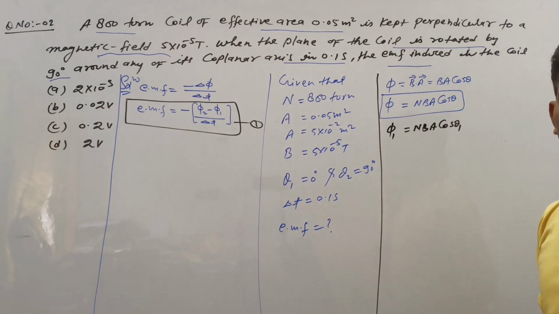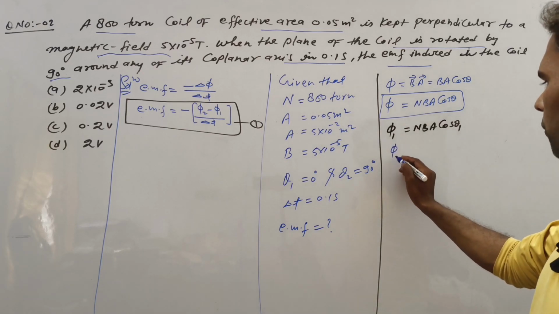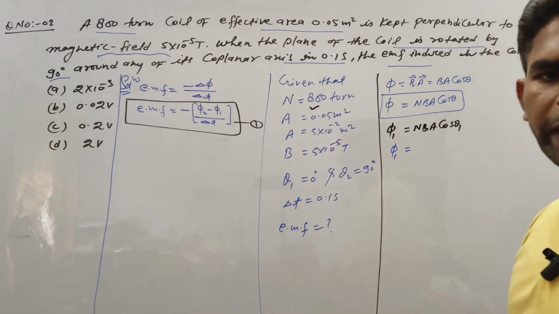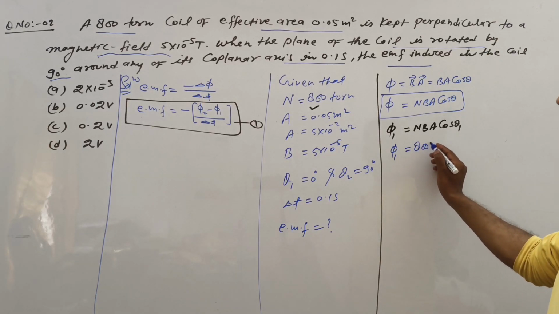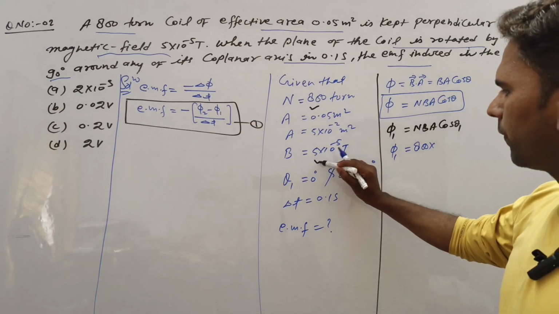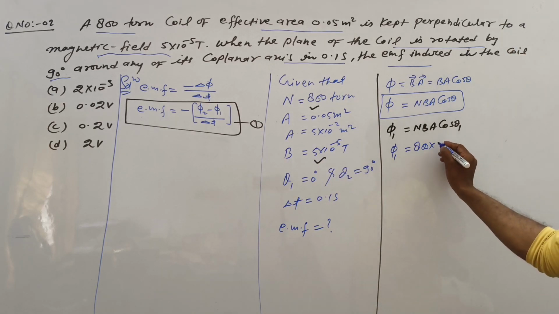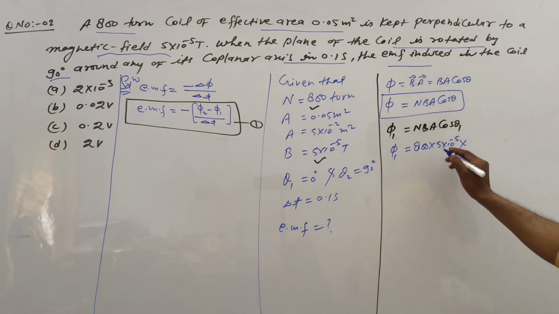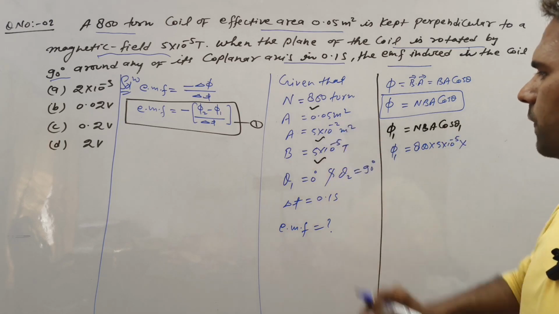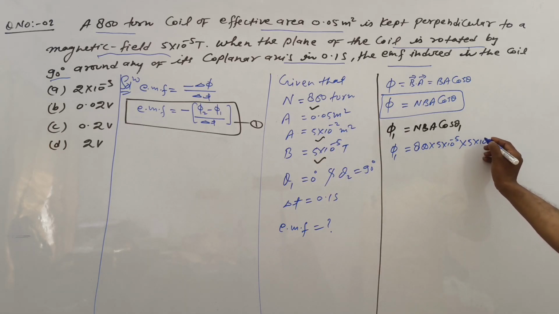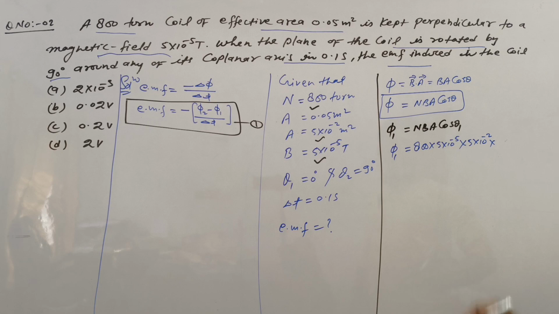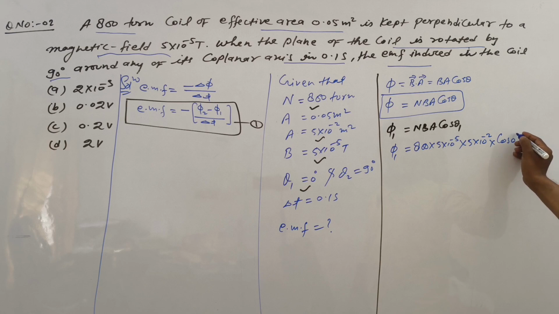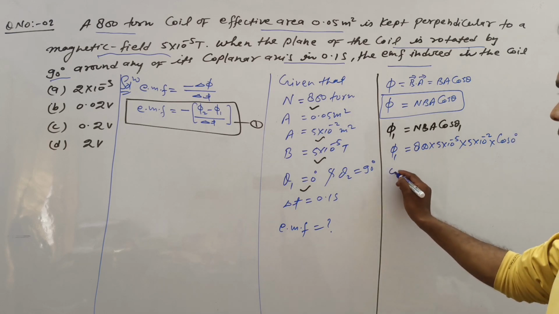Now you can apply the values. Phi 1 is equal to, what is the value of N? N has the value 800. You can apply 800 multiplied by B, which has the value 5 multiplied by 10 power minus 5, multiplied by area A, which has the value 5 multiplied by 10 power minus 2, multiplied by cos theta 1. Theta 1 is 0 degree, so you can write cos 0 degree. Now you can solve it.